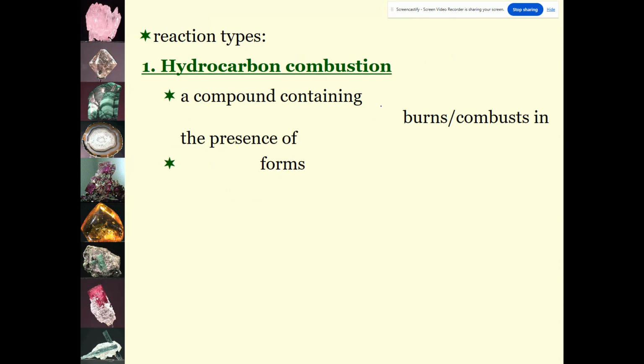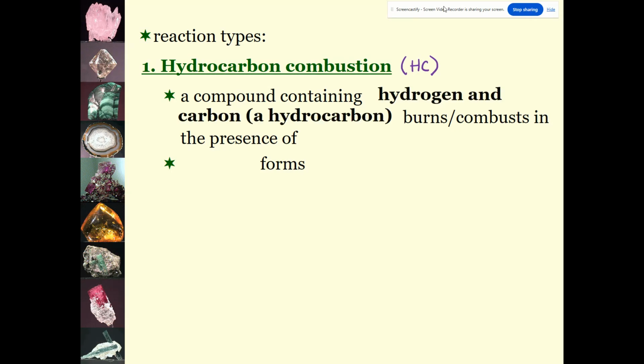Okay, so let's review our reaction types. The first reaction type we'll review is hydrocarbon combustion, and for short, you can write HC. A hydrocarbon combustion is when you have a compound known as a hydrocarbon, which is made of hydrogen and carbon, and it is burning or undergoing combustion. Whenever you're told it burns or undergoes combustion, that means it's reacting with the oxygen in the air. And oxygen, again, is always O2 when it's by itself and it's a gas.